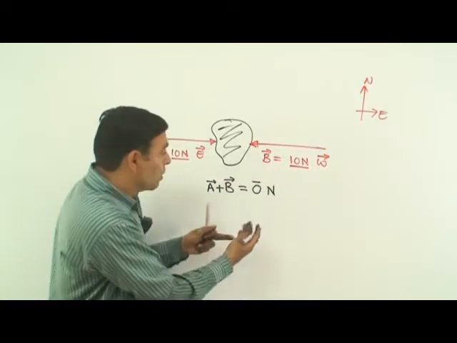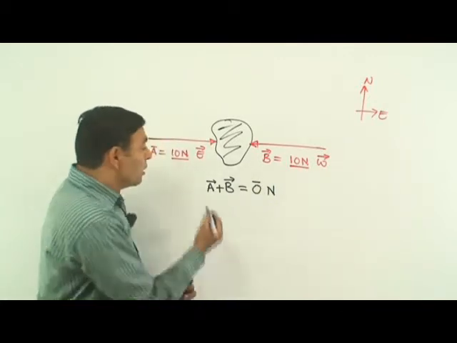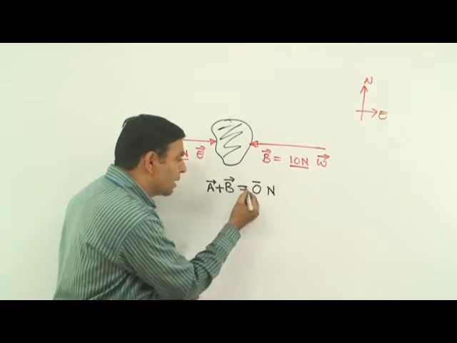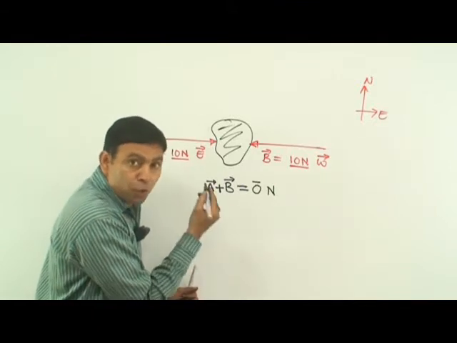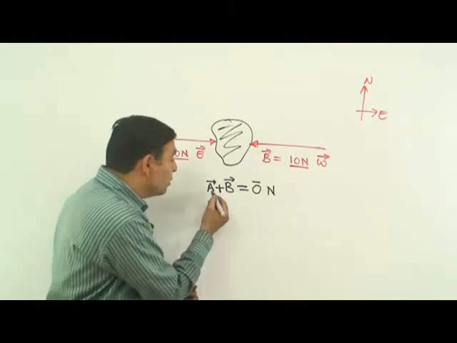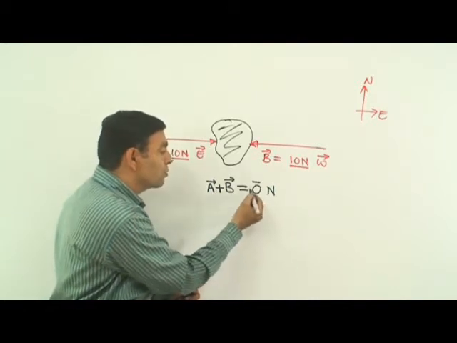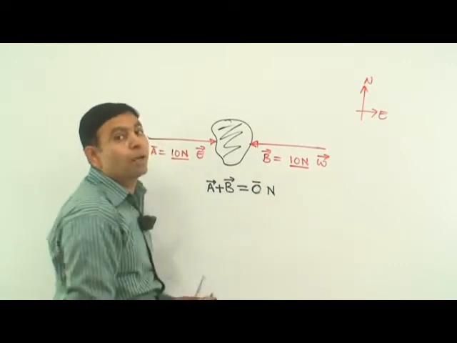Fine. But it does have a unit, because we have learned in the units and dimension chapter that different physical quantities, when they are separated by a plus sign, equality sign or minus sign, should have the same unit. Okay, so here the unit of vector A is Newton, the unit of vector B is Newton, so the unit of this result should be Newton. Even if it is 0, it should be Newton. So a null vector has a unit.